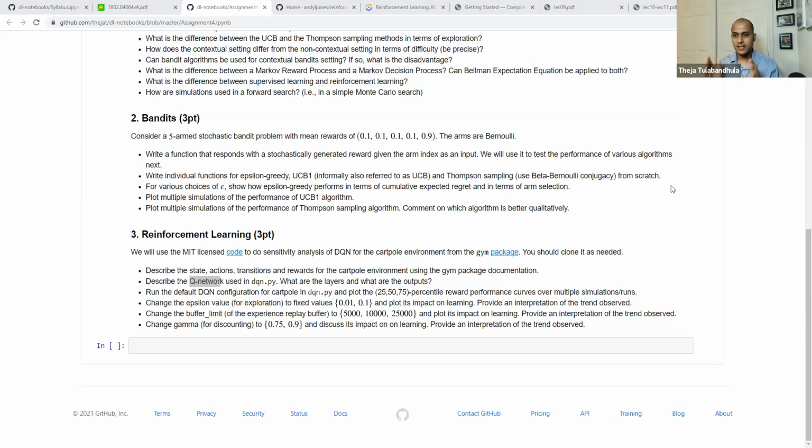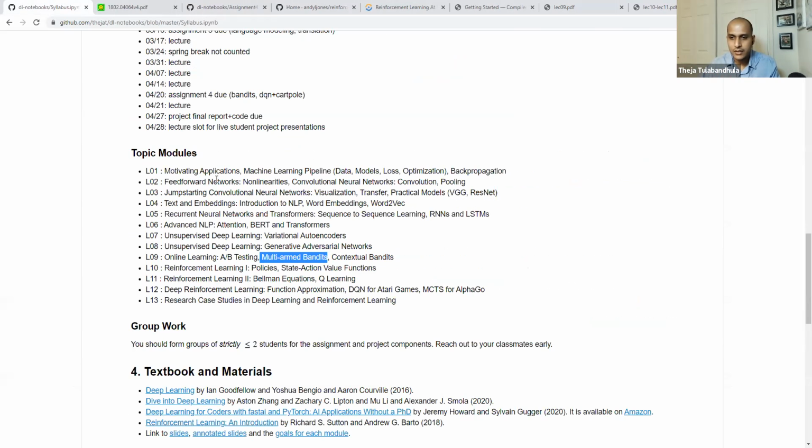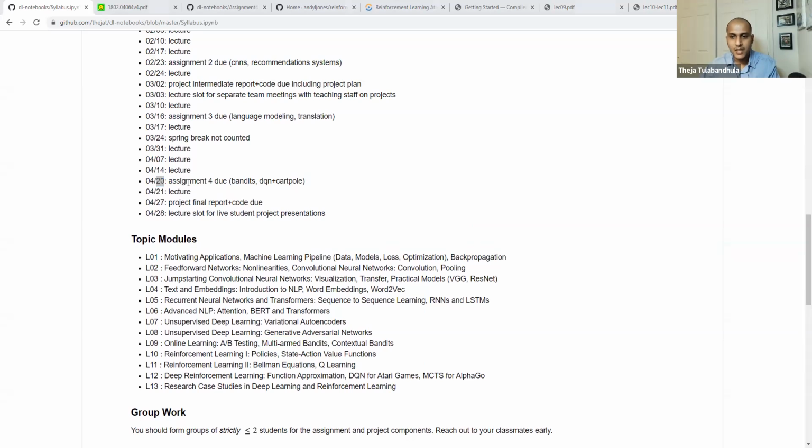So to recap, last week we looked at bandits, and this week and next week we're going to look at reinforcement learning. Till next week is going to be the material for assignment 4, and assignment 4 is due on, let's see, it's due on the 20th. And that's about the lecture content and assignment 4.